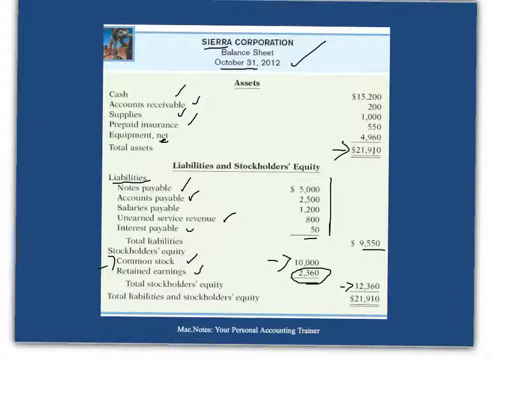Or another way to look at it, assets equal liabilities plus shareholders' equity. But this is why it's called a balance sheet. We balance. And this is a listing of all the accounts. This tells us the position of a company as at the end of October 31st, 2012.